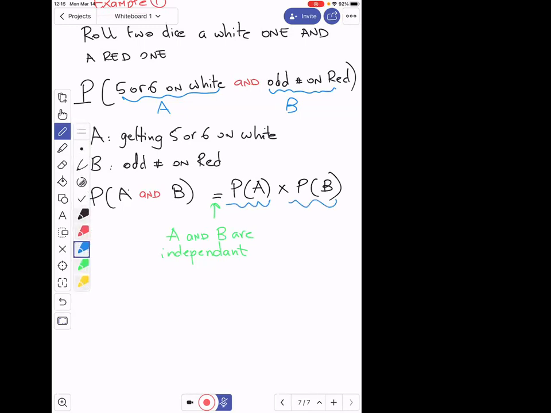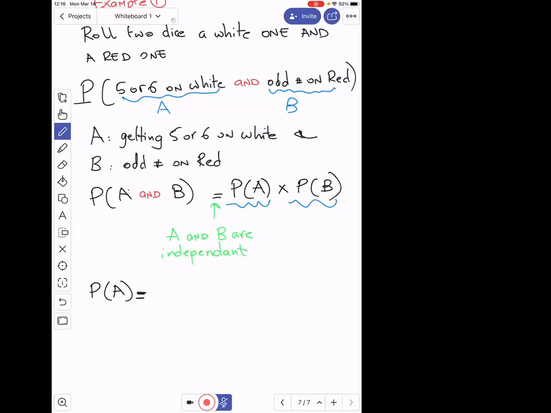So what's the probability of A? A, again, is the event where you get 5 or 6 on the white die, right? So what's the probability of getting 5 or 6 on the white die? On the die, of course, the numbers are from 1 to 6. So what will be the probability of getting 5 or 6?